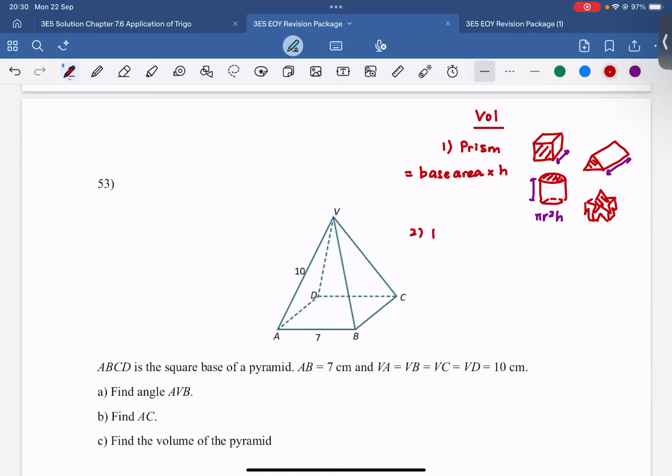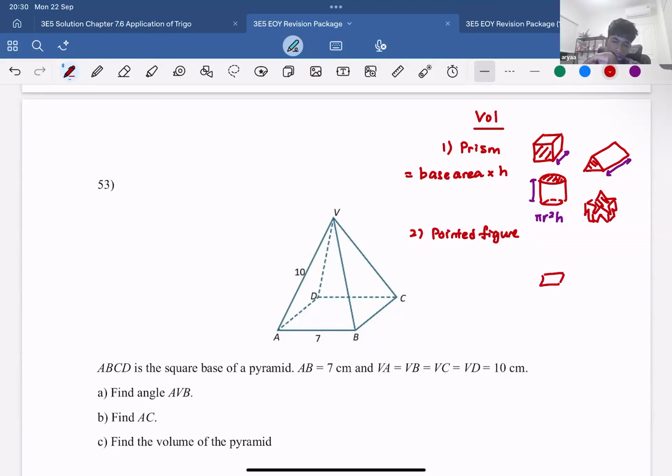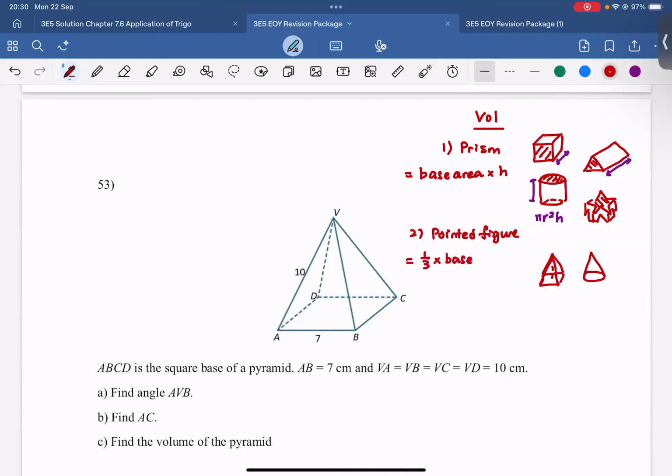Number 2, pointed figure. Anybody can tell me what is pointed figure? Shapes like what are pointed? Pyramid. Cone. What else? Pyramid and cone. So what is the formula for volume? All this we are talking about volume. It's just times a 1/3. Can you see the difference? It's just a 1/3. So do you need to remember a lot of formulas? No, there's only 2 formulas for you to remember. Base area times height. If it's pointed, 1/3 base area times height.